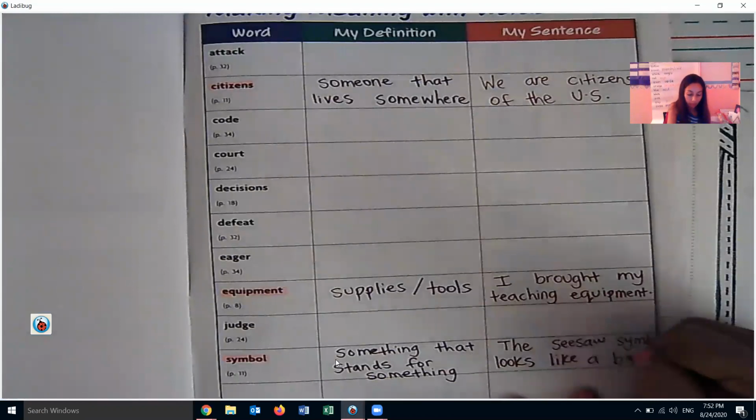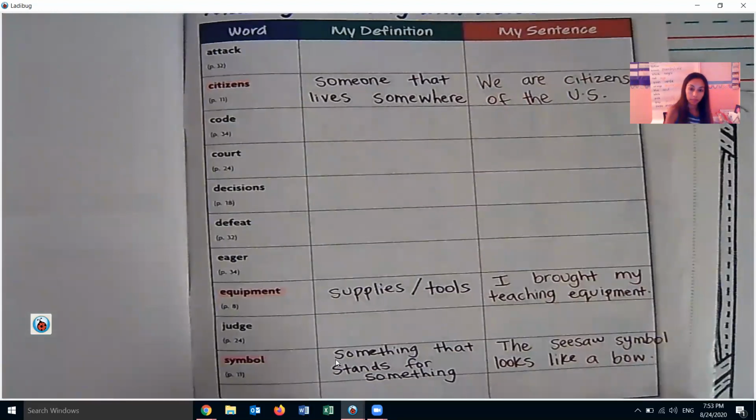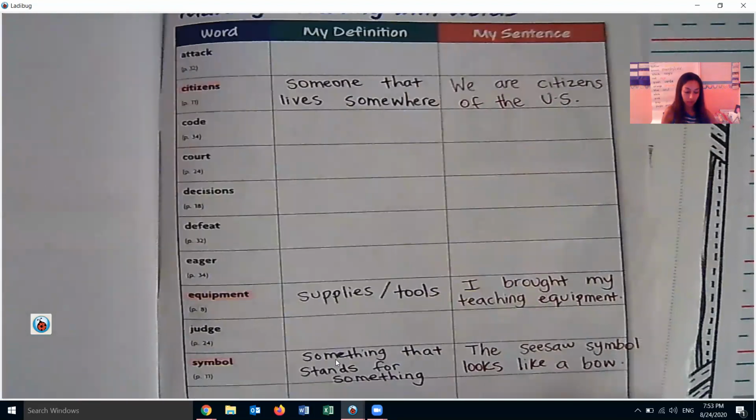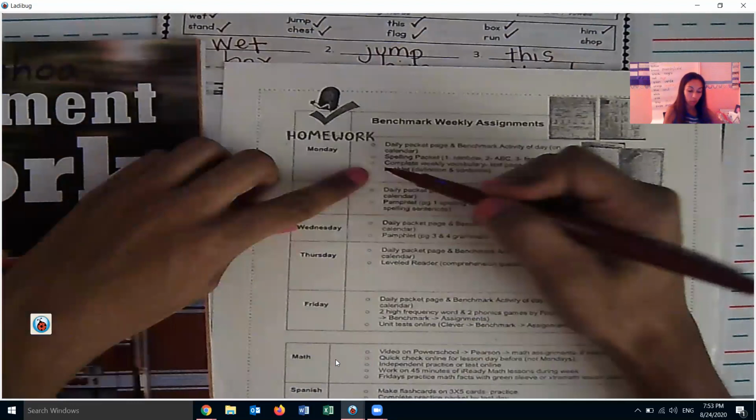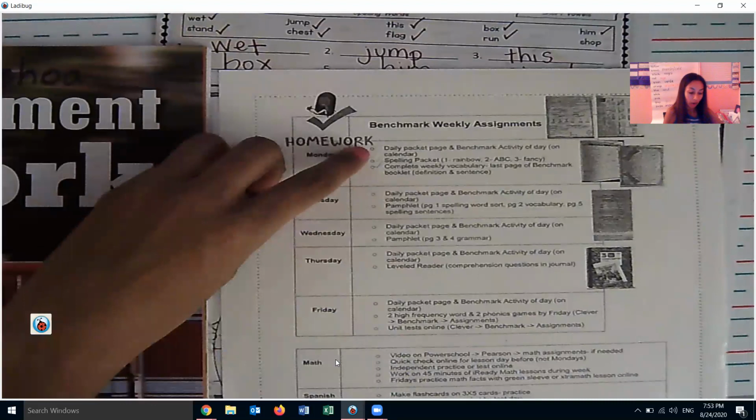So the symbol stands for something, it stands for Seesaw, the website. When you see that symbol, you should know, oh, that's Seesaw, just by looking at the symbol and not seeing the word. So again, if you need to pause to look at the sentences or make up your own sentences at this time, you can. I'm going to go ahead and close this because now we have completed everything from our benchmark weekly assignment. So we did our daily packet, our calendar activity in our booklet.